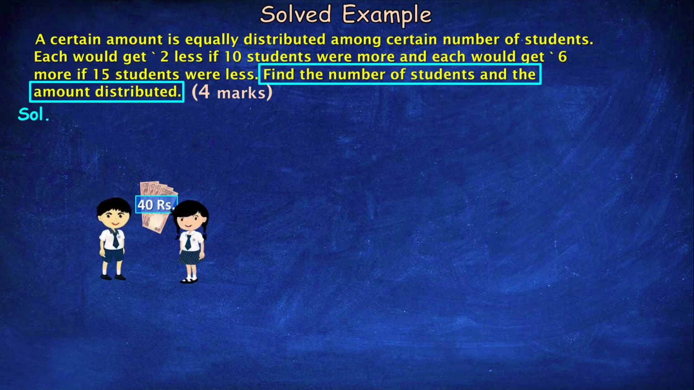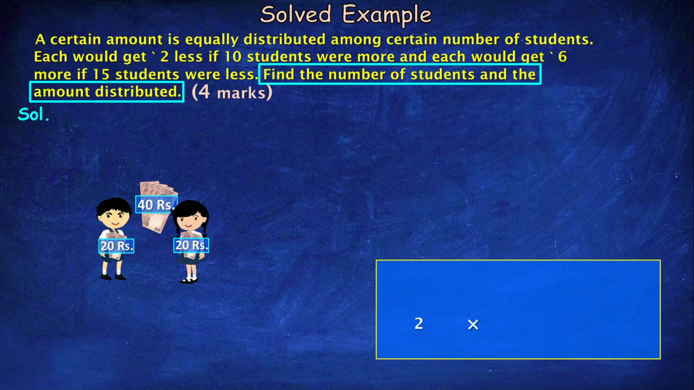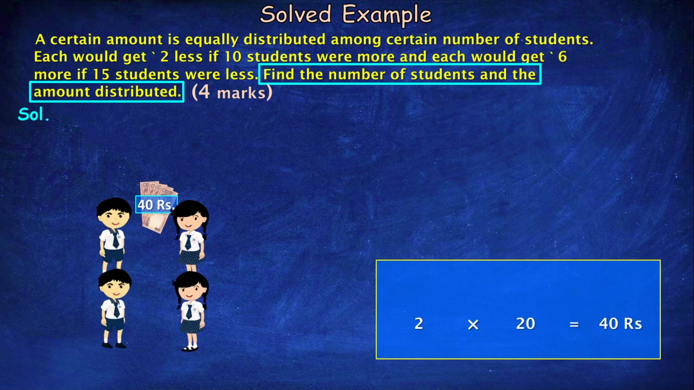If 40 rupees is distributed among 2 children, how much will each one of them get? 20 rupees. That's quite easy. If 40 rupees is distributed among 4 children, then how much will each one of them get? 10 rupees. That is also quite understandable. So 4 children, each one of them gets 10 rupees, total amount distributed is 40.